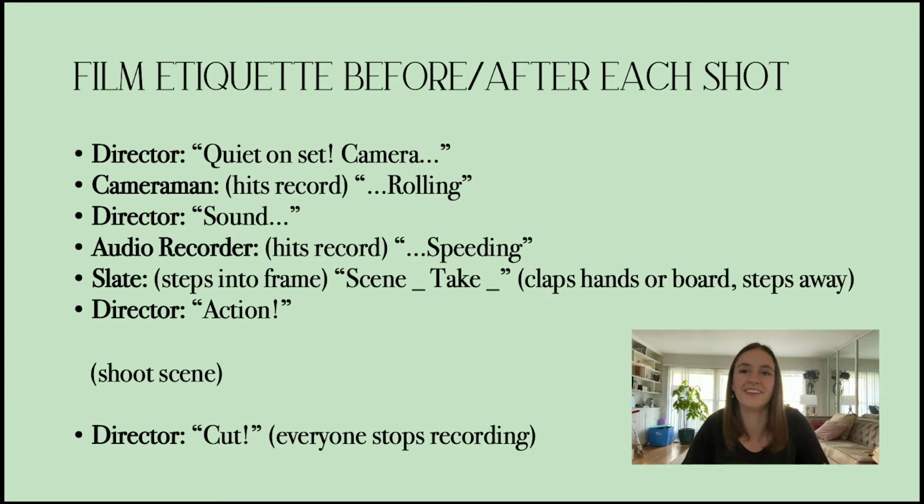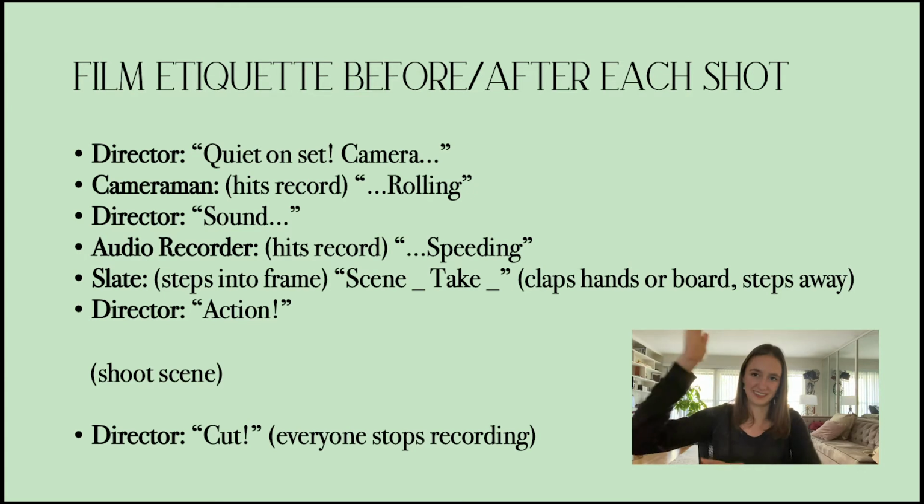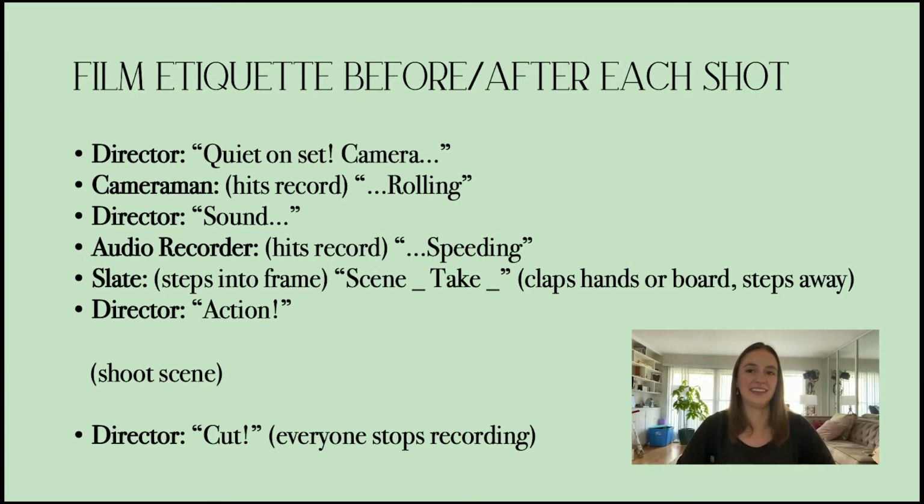And rolling just means, back when cameras weren't digital and had film actually rolling, that's why they still say rolling. Then the director says sound, and the audio recorder hits record and says speeding. And then the slate, the clapper, walks into frame and says scene 1, take 5, and claps the board and then steps away.